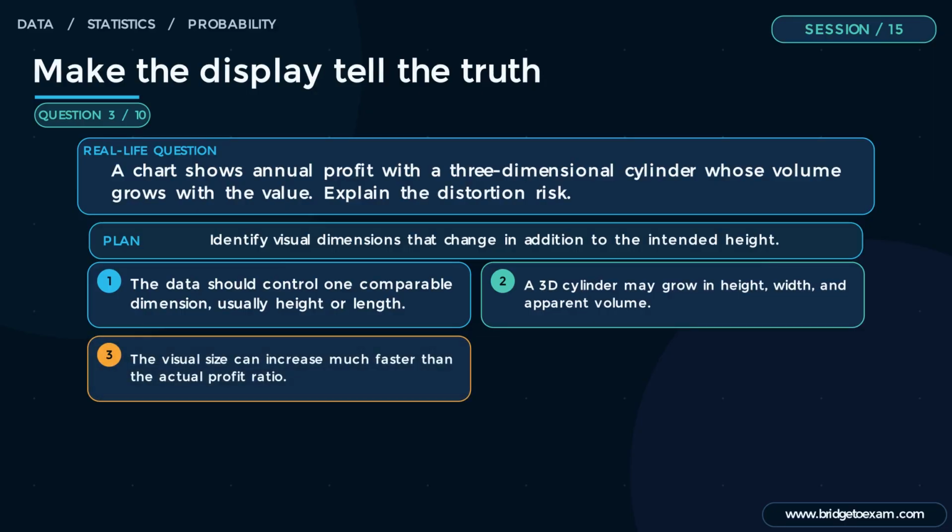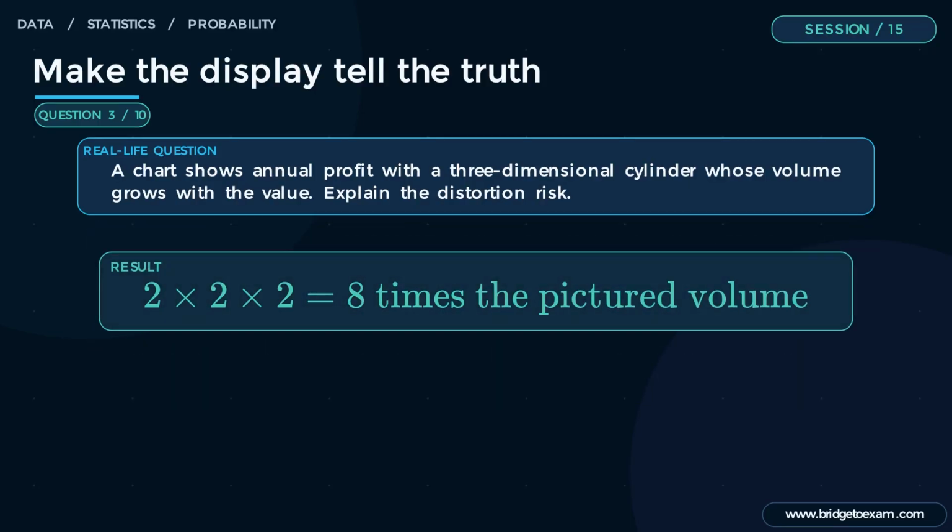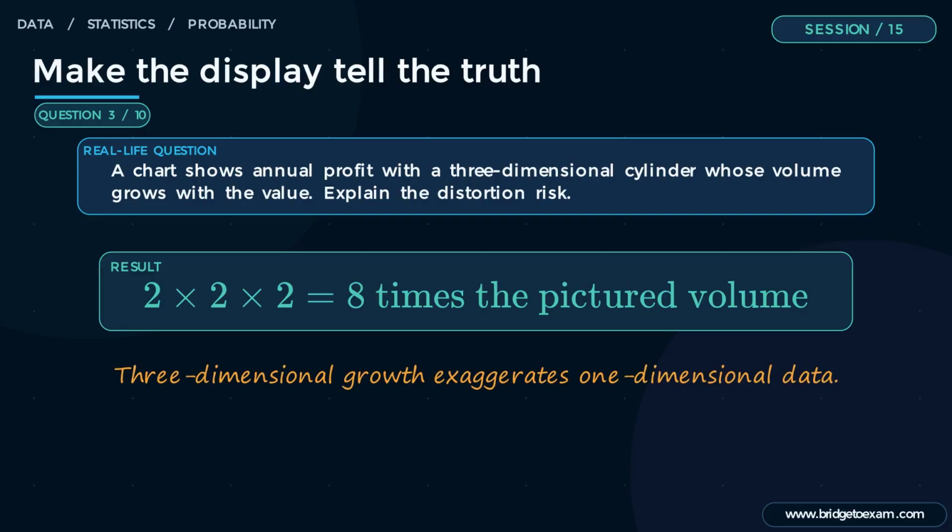Step 3. The visual size can increase much faster than the actual profit ratio. Step 4. A simple two-dimensional bar chart would support more accurate comparison. Quick check. Decorative volume should not be interpreted as proportional evidence. This matters in real life because financial graphics should prioritize accurate encoding over dramatic decoration.